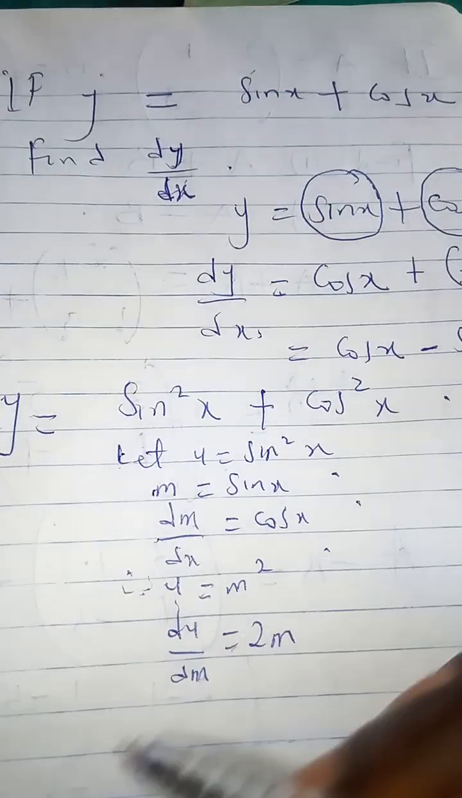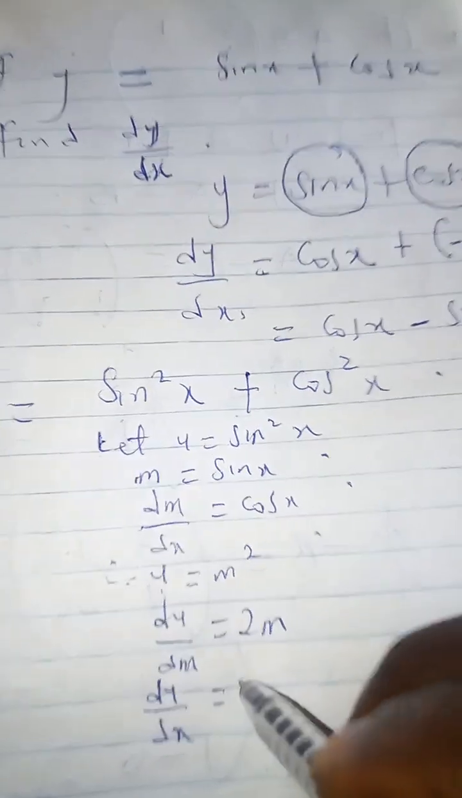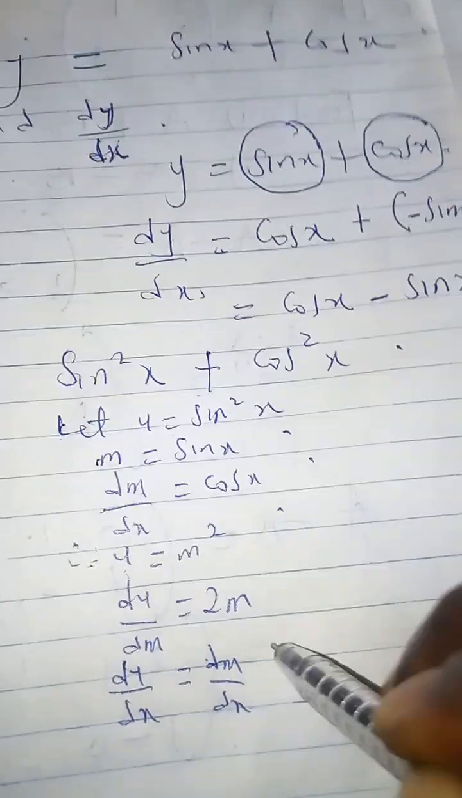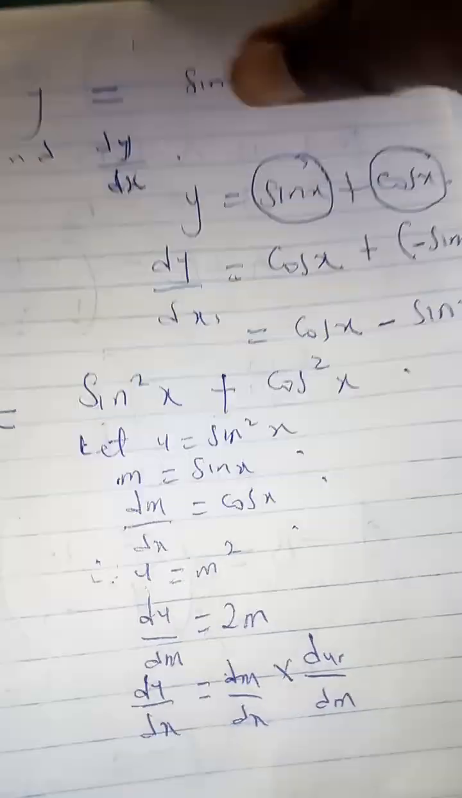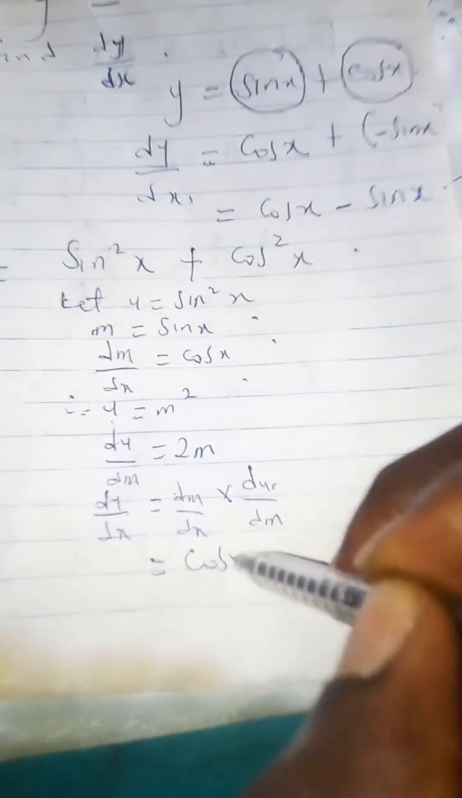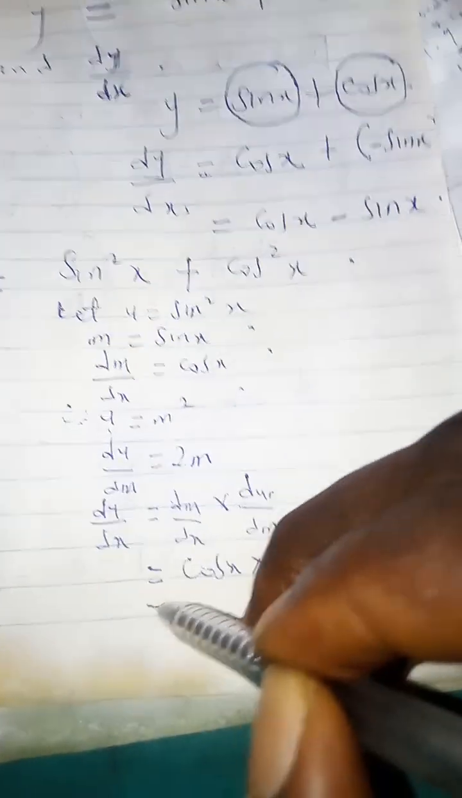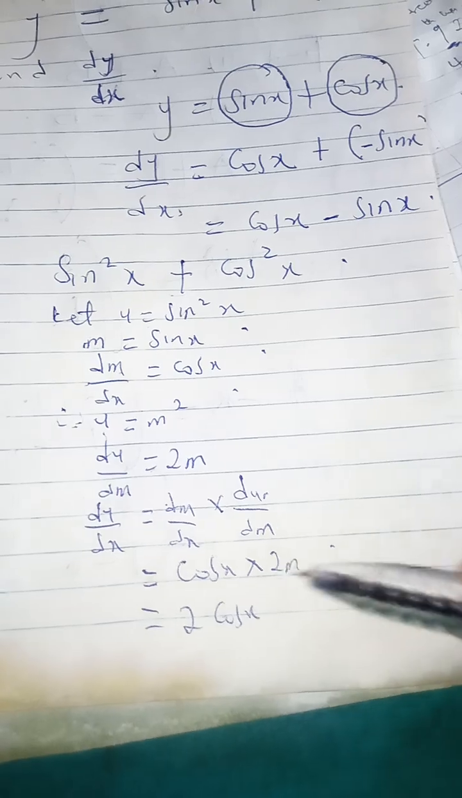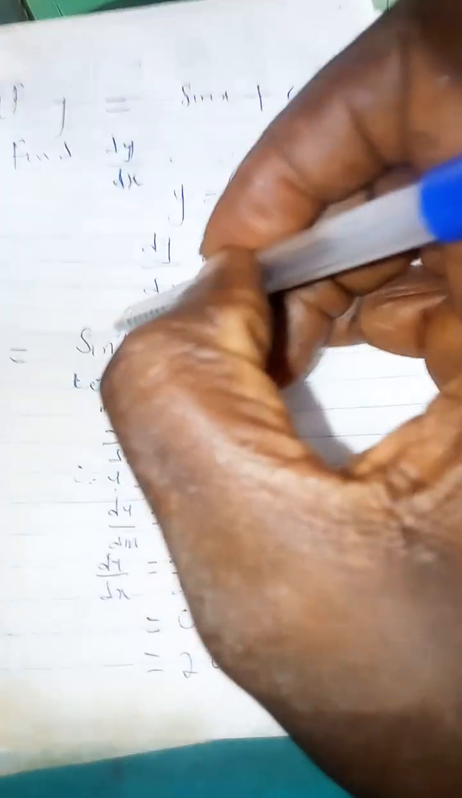Okay, so now your du/dx will equal dm/dx times du/dm. So in that place, you are having what here? The dm/dx, that is cos x, times the du/dm, that is 2m. So you have 2 cos x, then your m is what? Your m is sin x. That is what you have there for this one.